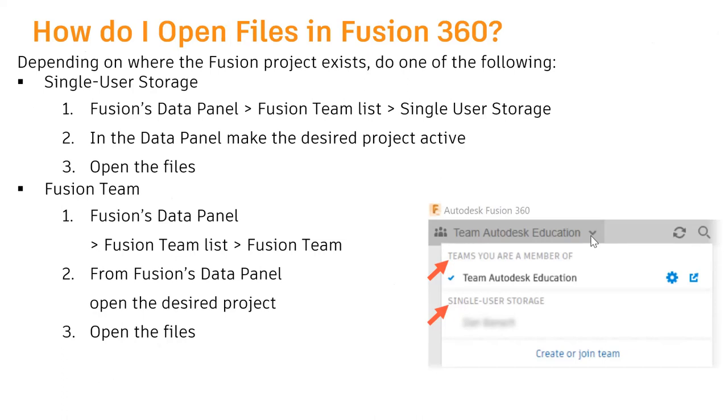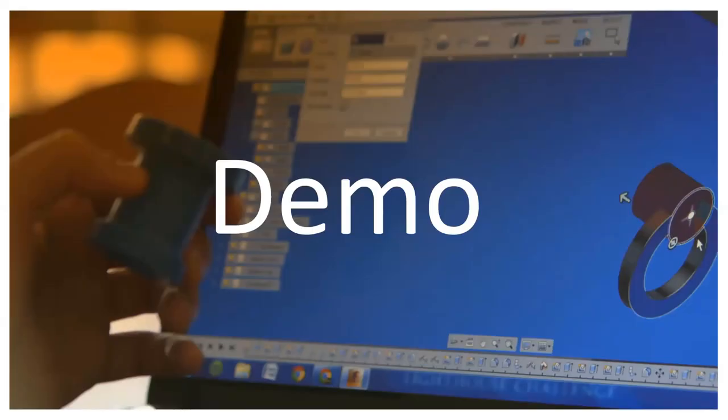So that's the question which comes in. You have to go to your respective single user storage, or you can go to the Fusion team, and simply go to the web browser and check the respective files, and double click on those files to access them. Okay, so let me show you the three types here.